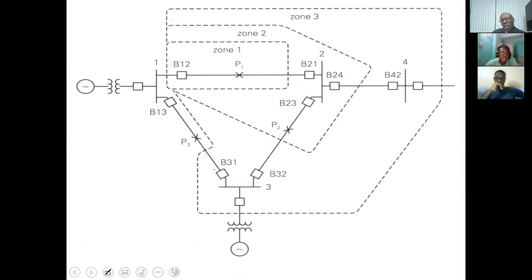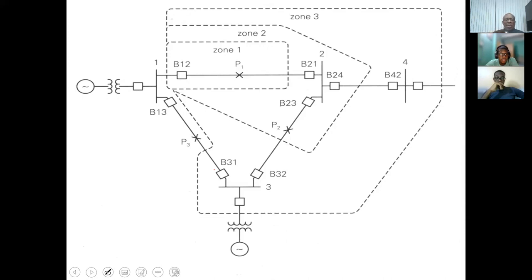You would note that you would have zones overlapping. So you would have 1 to 2, that would be a zone, 2 to 4, that would be another zone. Then you have 3 to 2, and of course 1 to 3. So all these zones. Now, if I was using overcurrent relays, I want you to think about it.